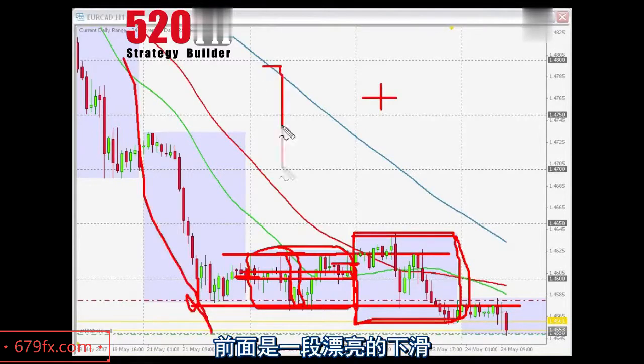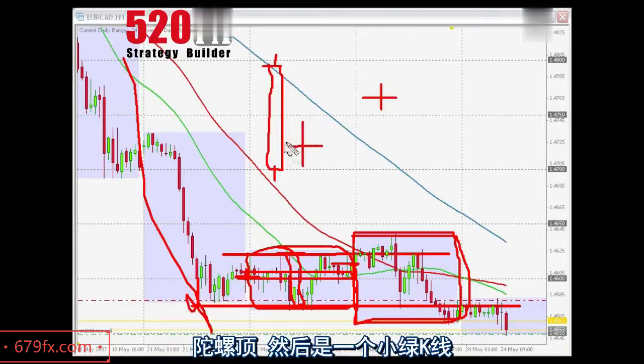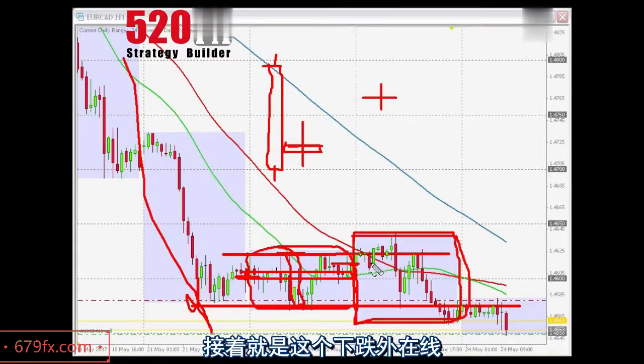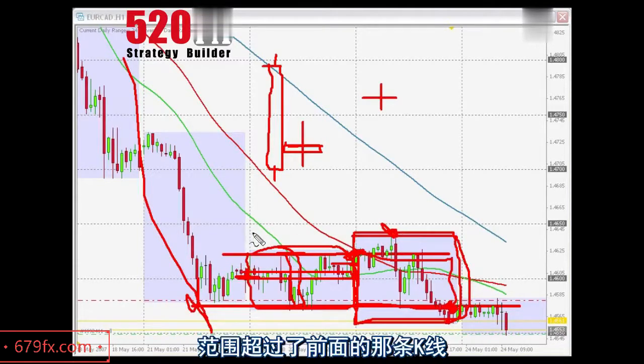Okay, so you have a nice red bar in the daily, a spinning top, doji spinning top, whatever. Then you have a bearish outside bar. This is the open, this is the close, the high, and the low. This is another red bar that actually engulfs from the outside the previous day's price action.